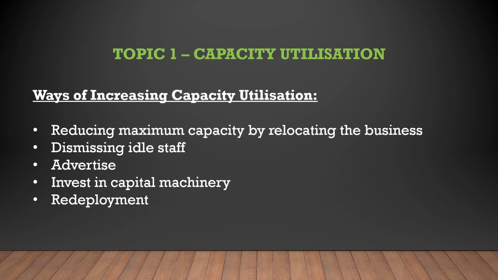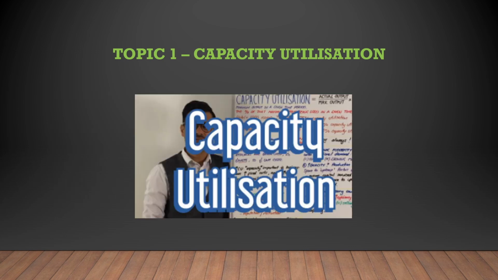Ways of increasing capacity utilization. Reducing maximum capacity by relocating the business, dismissing idle staff, advertise, invest in capital machinery, or redeployment. For more details on capacity utilization, click the card up there.